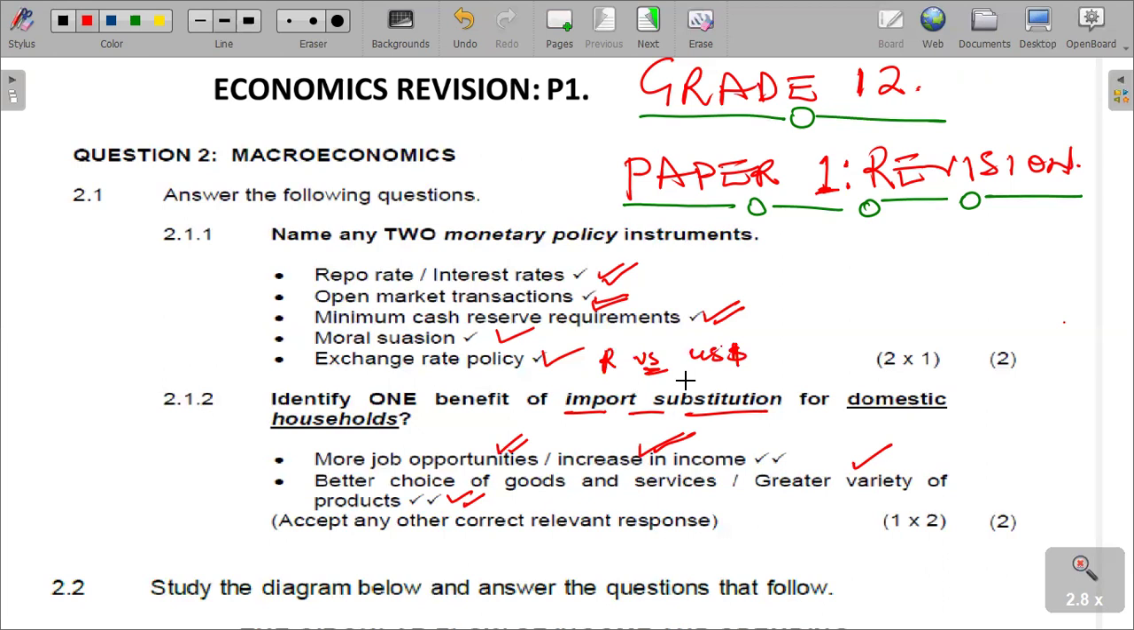Identify one benefit of import substitution for domestic households. Import substitution, I want you to understand, is a control mechanism that can be implemented by the country in regard to the importation of goods or goods and services within a country.